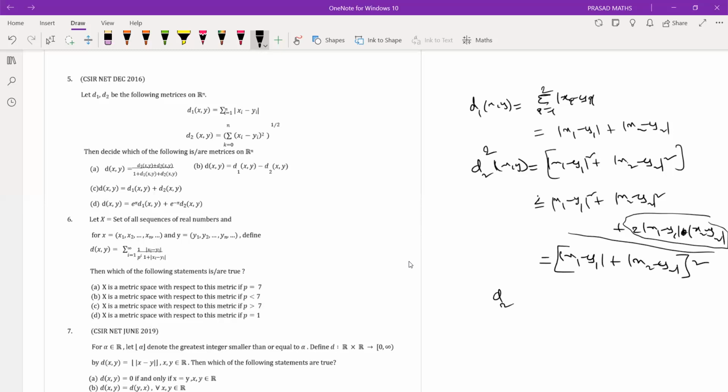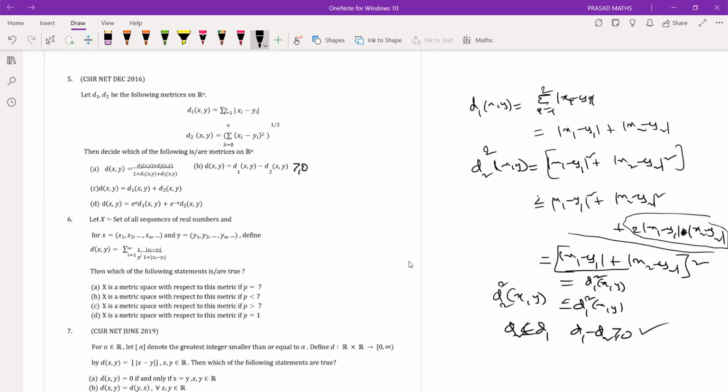That means what is d2 of x comma y? The bracket term is nothing but d1 of x comma y whole square. That means d2 square is less than or equal to d1 square, so d2 is less than or equal to d1. That means d1 minus d2 is non-negative. So we are not getting a negative value; this is always non-negative. So there is no problem with the first condition. Understand? We tried this yesterday, so we are not getting that answer. Is it clear? So d is always non-negative here.